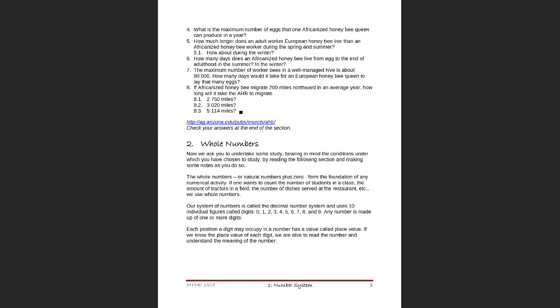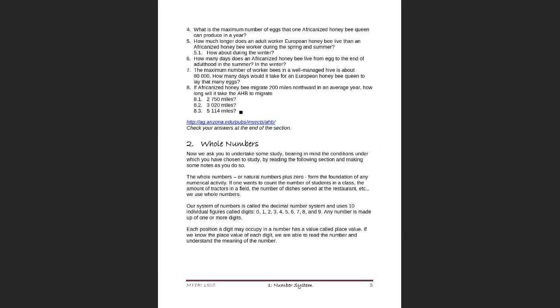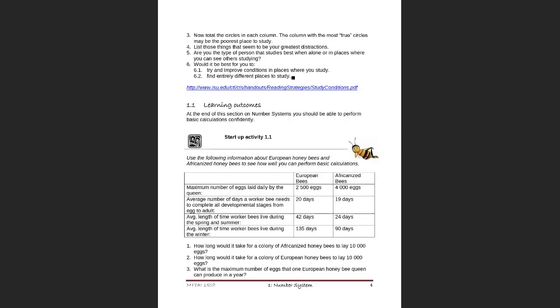Now, if you look at this table, it is only giving us the average number of days. Have you seen that? So now we are looking for the actual days. The question asks how many days an Africanized honeybee lives from egg to the end of adulthood in summer and then in winter. Who can help us answer that question?